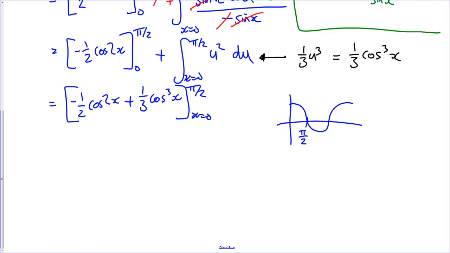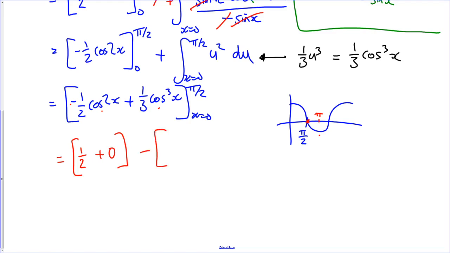So if we put in pi by 2, the second bit here is going to be 0, and this first bit here is going to be cos pi, because it's 2 lots of pi by 2, which gives us a minus 1. So we get a half here from the minus, and the minus from the bit that's down here, times our 1, plus 0, because cos cubed x for this point here is going to be 0.